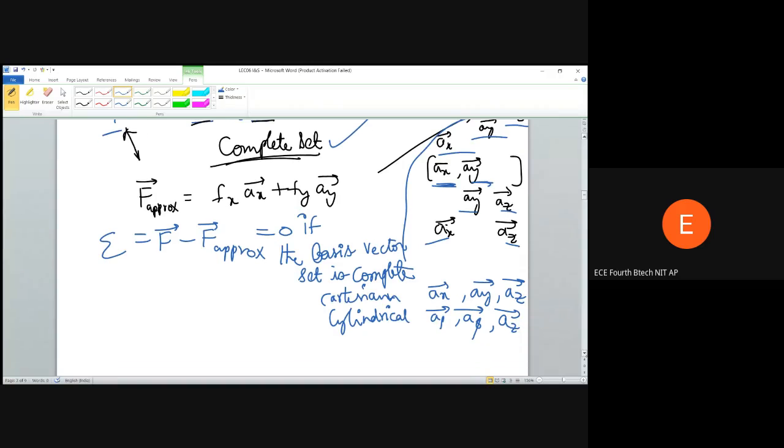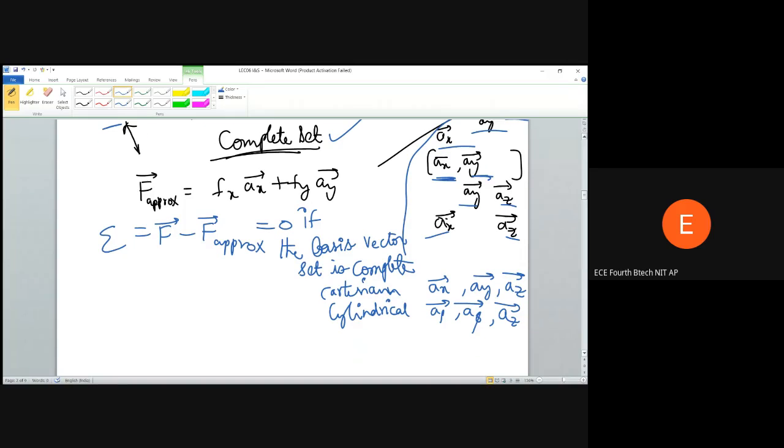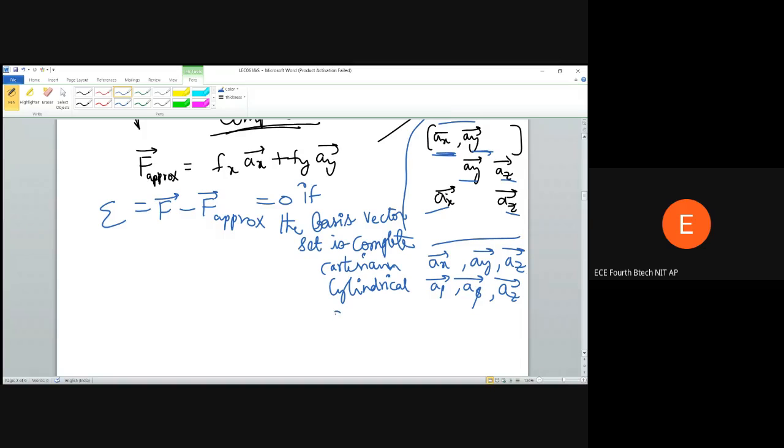That means you don't find another unit vector that is perpendicular to all these three. If you consider ax, ay, az, can you find another vector that is perpendicular to these three unit vectors? No, you will never find it. So ax, ay, az forms a complete set. In a similar manner, a rho, a phi, az also forms a complete set. And following the spherical coordinate system, you have a r bar, a theta bar, a phi bar. This is a complete set.